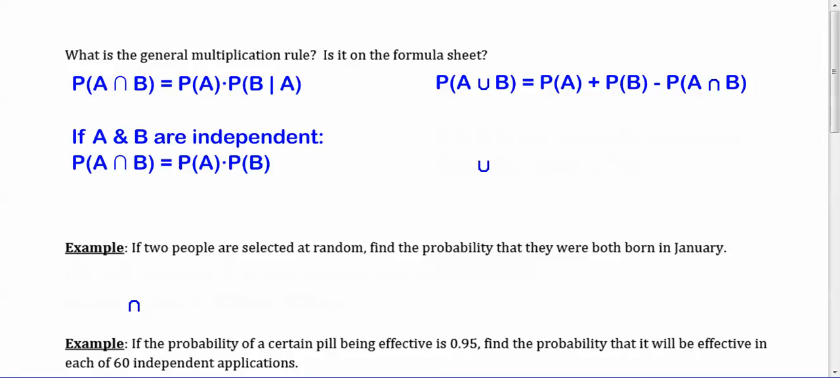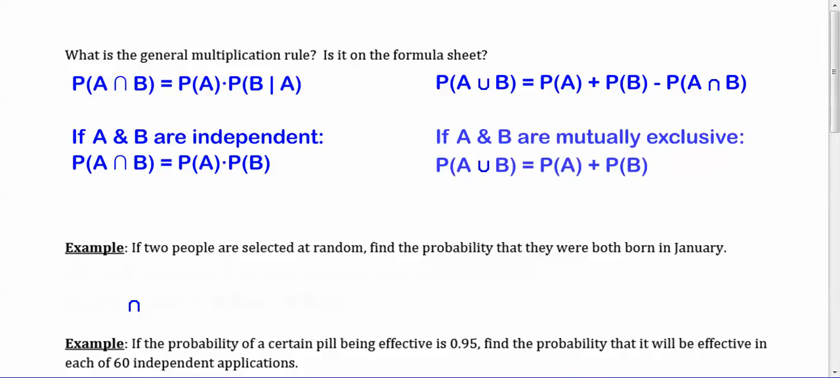There is also a slightly different thing, again, when two events are mutually exclusive or disjoint. If A and B happen to be mutually exclusive, then that means that A and B cannot happen at the same time. That means that last term in the general addition rule, the probability of A and B, becomes 0. So the probability of A or B is equal to the probability of A plus the probability of B, because there is no overlap.